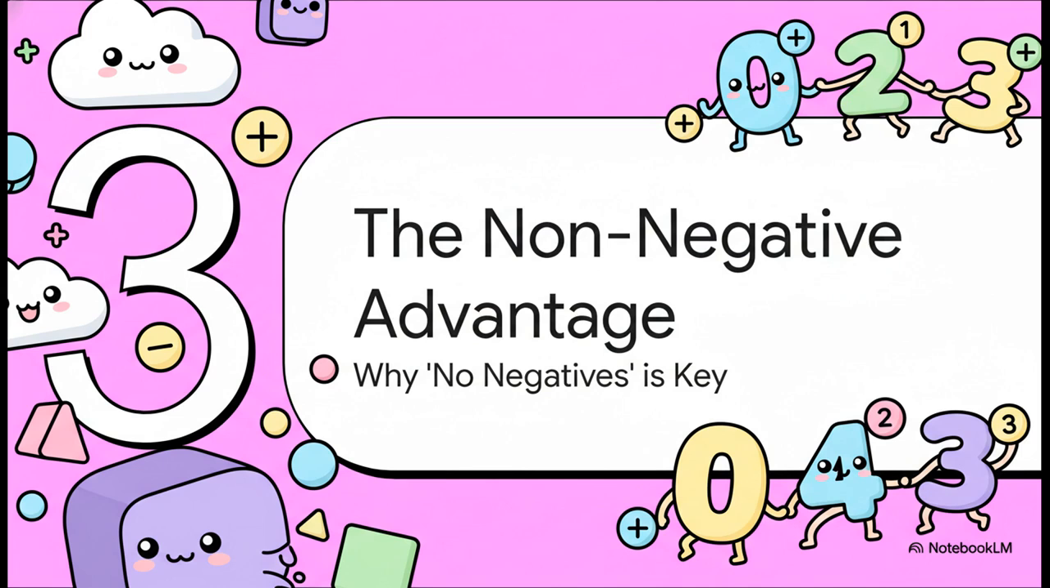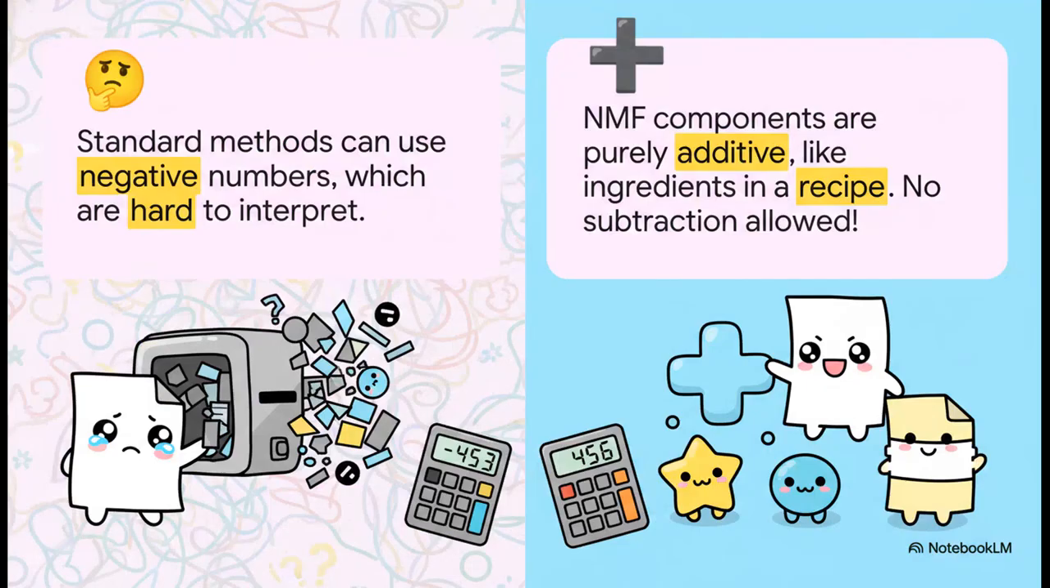What's the big deal about this no negatives rule? Well, it turns out that simple constraint is what makes the whole thing so powerful and so easy to understand. See, a lot of other methods can use negative numbers, so they might describe an article as being, say, 80% politics minus 20% sports. And what does that even mean? How can an article have negative sports in it?